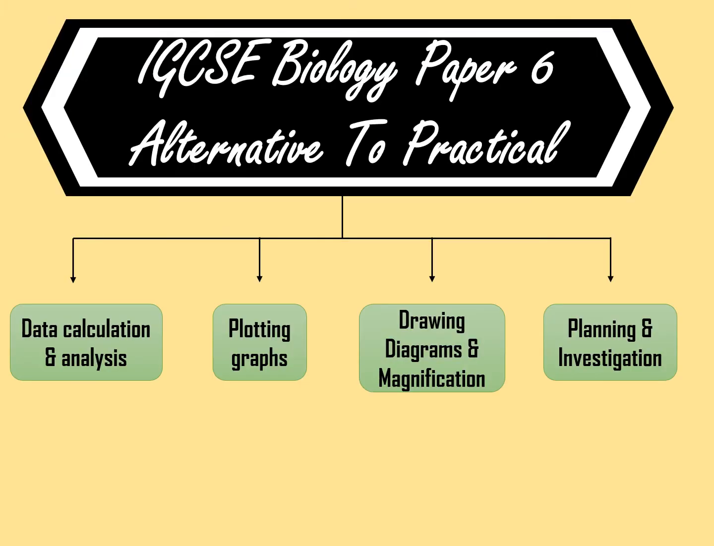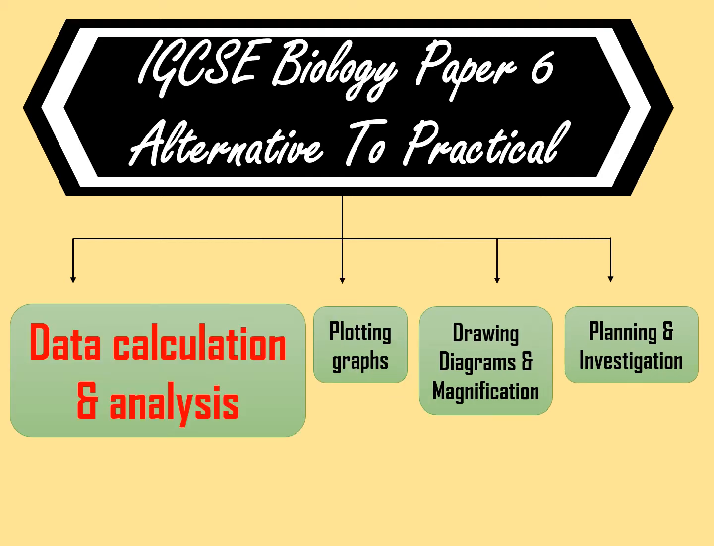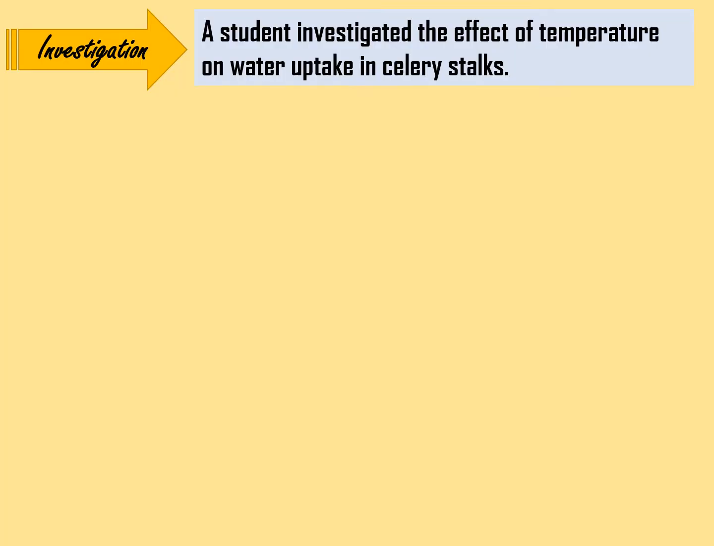IGCSE Biology Alternative to Practical Paper 6 consists of the main components: data calculations and analysis, plotting the graph, drawing the diagrams and magnifications, and planning and investigations. In these sessions, we are going to focus on data calculations and analysis. For the first question, we will carefully read the main statement of the investigation.